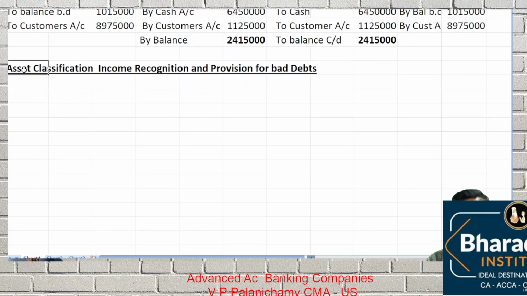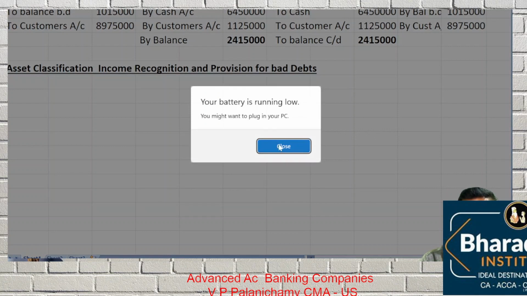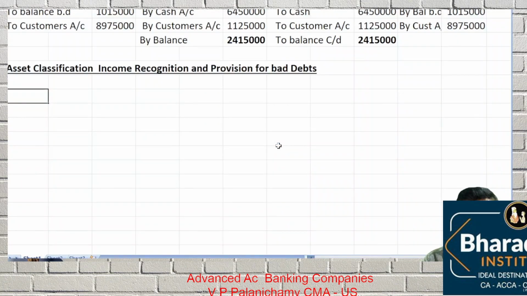What do you mean by asset of a banking company? Asset refers to loans and advances given by the bank. They give different types of loans and advances: short-term loans, long-term loans, secured loans, unsecured loans, bank OD, cash credits, loan against property. So many loans they give. So that is called an asset. What is an asset? The loans and advances given by a banking company.